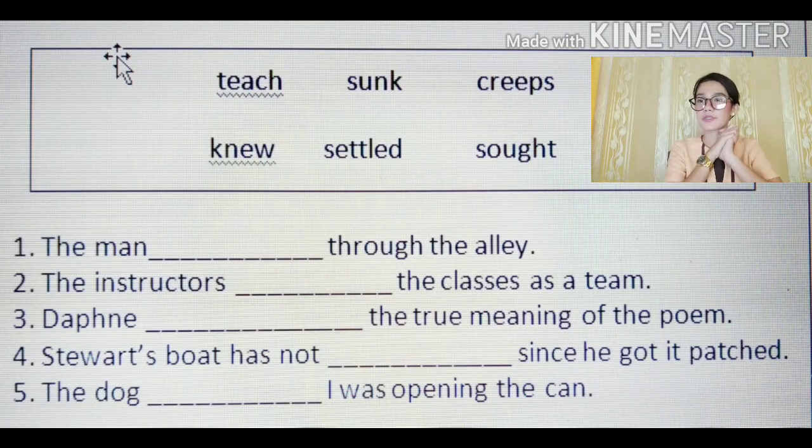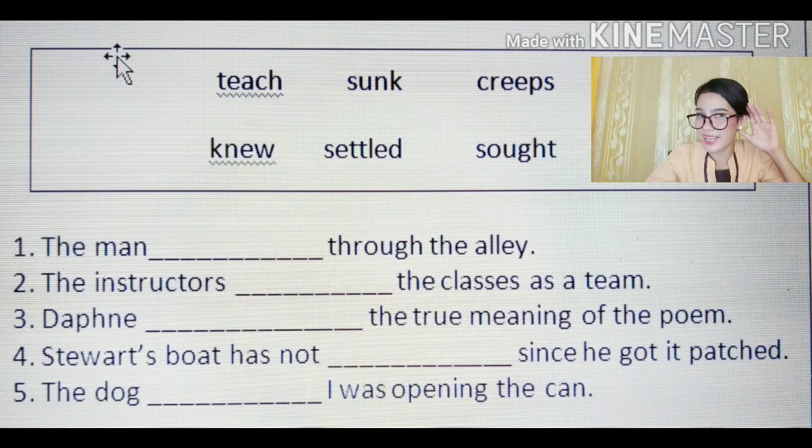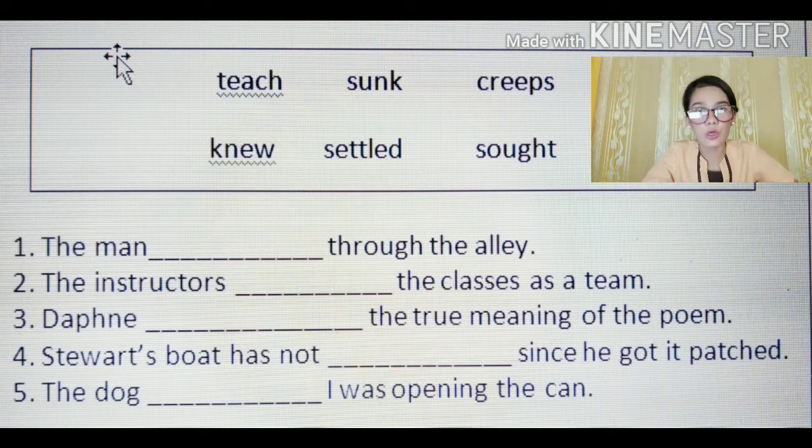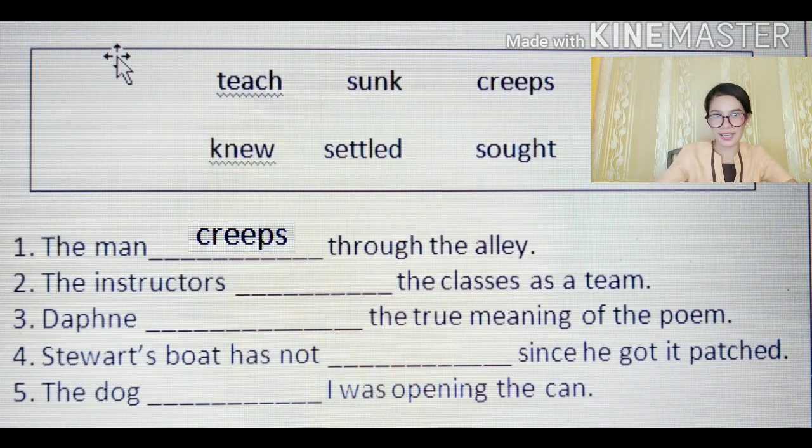Okay, let's read the following sentences and answer. Let's have sentence number 1. The man blank through the alley. So what's the answer? Very good. So the answer is creeps. So the man creeps through the alley.